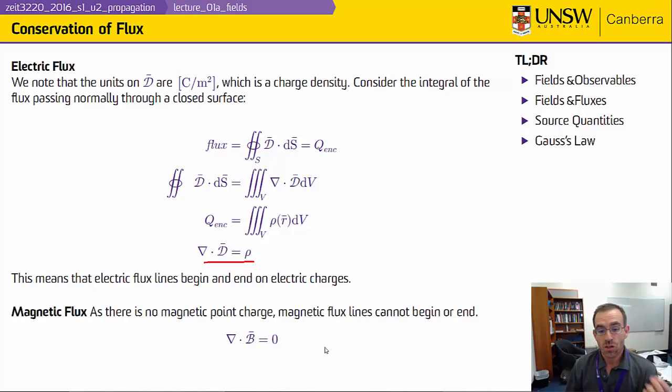Now, since there are no magnetic point charges, magnetic flux lines cannot begin or end. They must be conserved, and the divergence of the B field is equal to 0. This is something that we're going to leverage later on when dealing with more complicated electromagnetic problems.